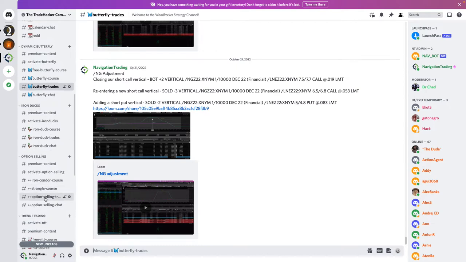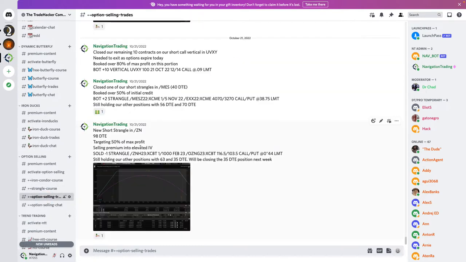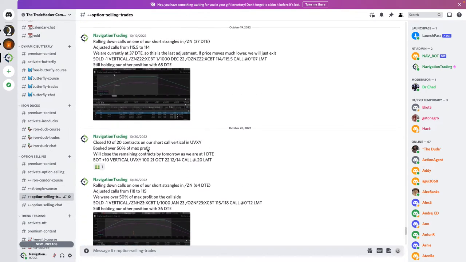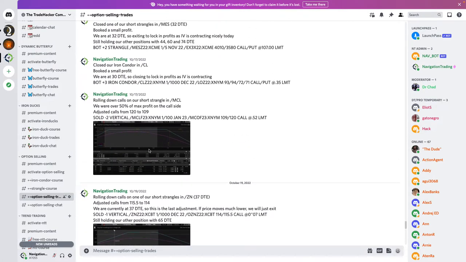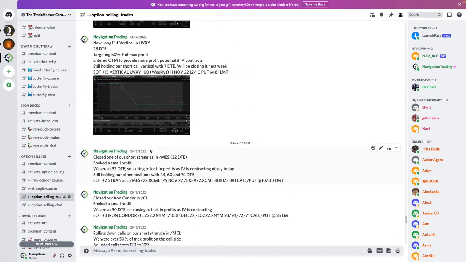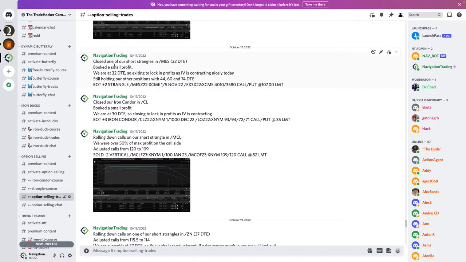Let's go to option selling, then we'll come back to ducks. So on 10/17, here we go. All right, so we closed out one of our short strangles in MES. We just booked a small profit. We just needed to get out. We're down to 32 days to expiration, so we want to start closing those out.